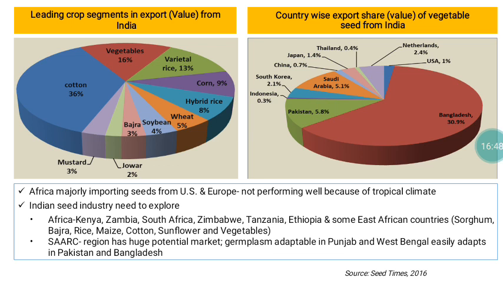The African region is tropical in nature, so the performance of a temperate variety in tropical conditions is a very big question mark. Because of that, even though they are getting quality seed material, because of the different climate they are not able to get a good yield.